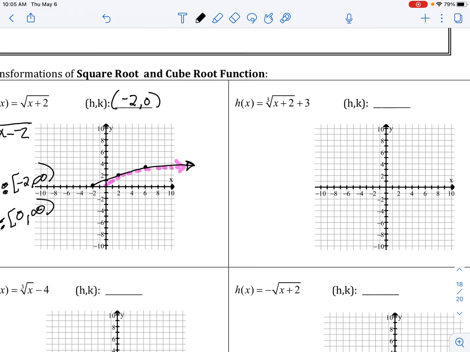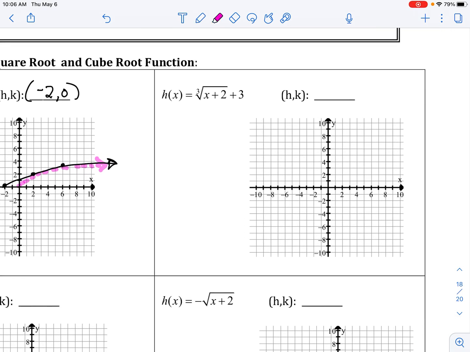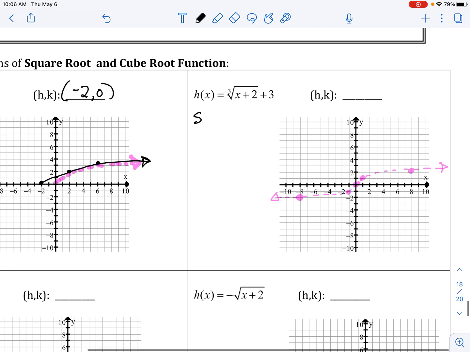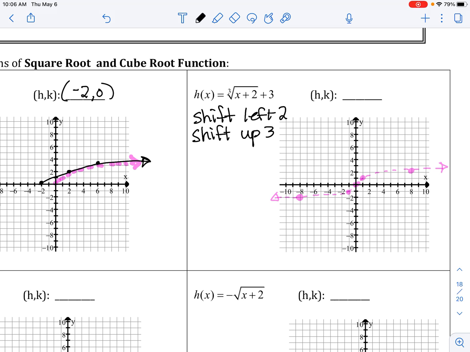All right, let's look at the next one, which is the cube root graph. And again, you can pick a different color and you can plot your cube root. So that we can actually see the transformation. We have x plus 2, which we explored in the previous one. We know this is a shift left 2, that plus 3, that is a shift up 3. So we're going left 2, up 3.